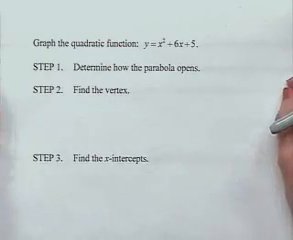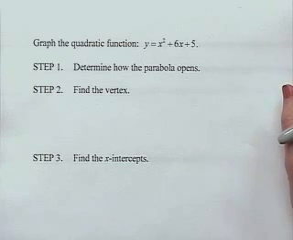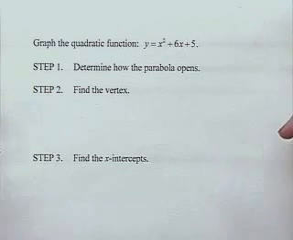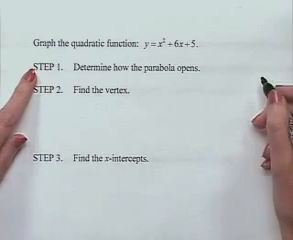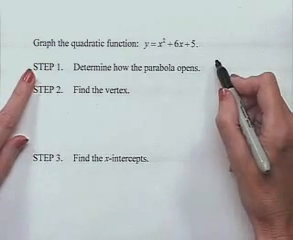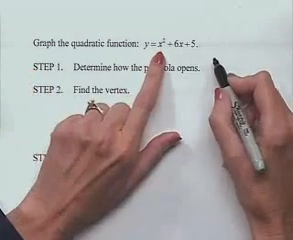Now let's see the process for graphing a quadratic function. Graph the quadratic function y equals x squared plus 6x plus 5. Step 1, determine how the parabola opens. The parabola opening is determined by the coefficient of x squared.